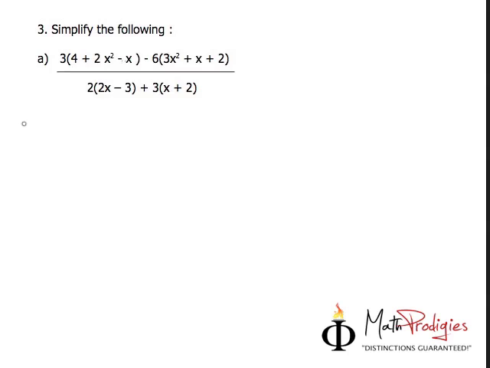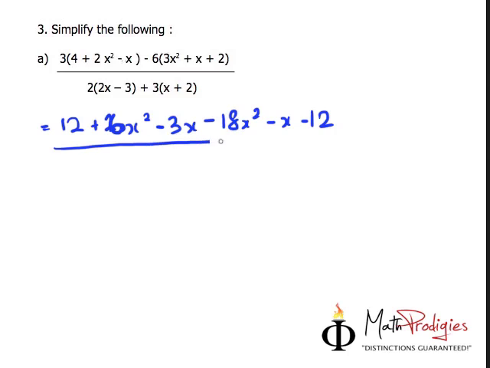So this question is pretty simple. Just open up the whole thing. And what you will see is, what will you get? You will get 3 times 4 gives you 12. 3 times positive 2x squared gives you positive 6x squared. 3 times negative x gives you negative 3x. Negative 6 times 3x squared, negative 18x squared. Negative 6 times plus x gives you negative x. Negative 6 times 2 gives you negative 12.